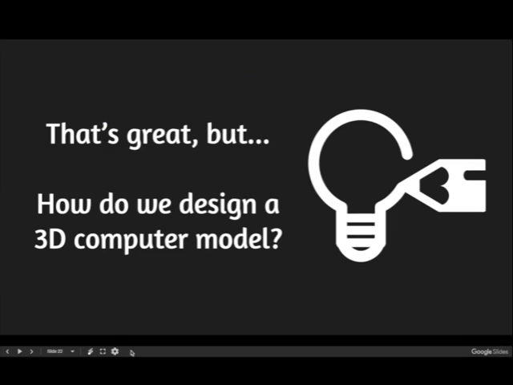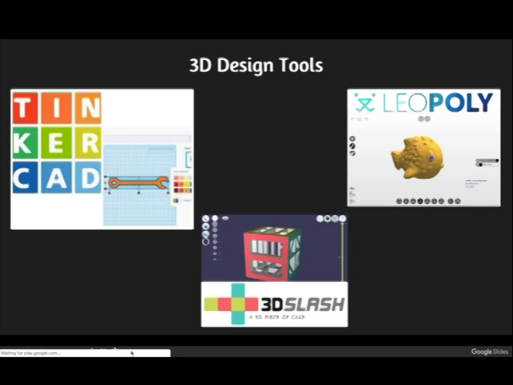So all of that is great, but how do we design a 3D computer model? We decided to showcase these three tools in our session, Tinkercad, 3D Slash, and Leopoly. We asked the audience to raise their hand if they had used Tinkercad, thinking that the majority of the audience would have heard of this tool, but we were surprised that not many have heard of it or used it. So we spent a little bit of time showing some tips and tricks with Tinkercad, but we also showcased 3D Slash and Leopoly. 3D Slash is great for those students who are used to Minecraft because they can either take a box and destroy it, or they can build up from boxes. And we talked about Leopoly as being something more like a sphere that you can then etch away at.